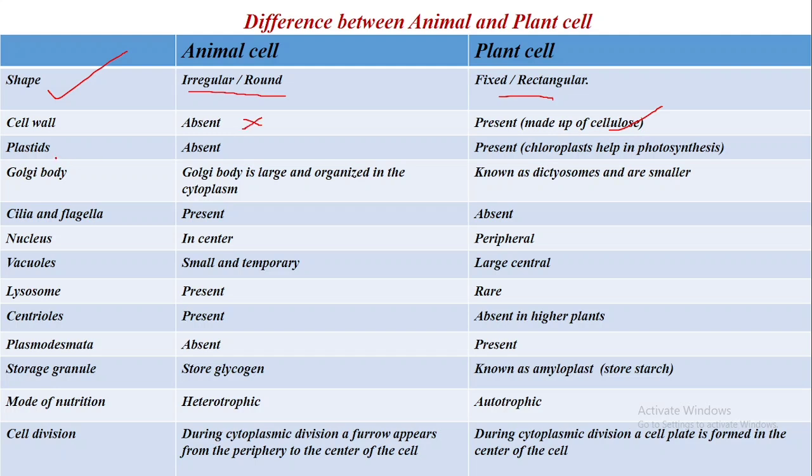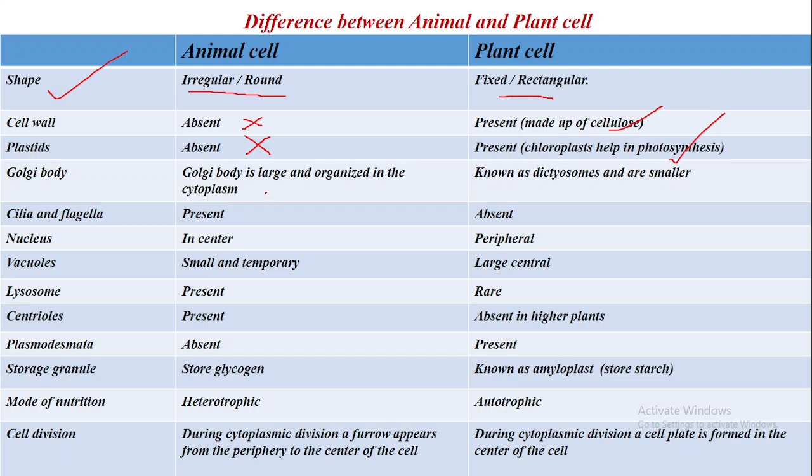Then plastids. Plastids are double membranous structures which store pigment and food. They are absent in animal cells. They are present in plant cells. As you can see from the diagram, plastids are of different types. Some of them store pigment, some of them store food. Like amyloplast stores food in the form of starch and chloroplast stores pigments for the process of photosynthesis.